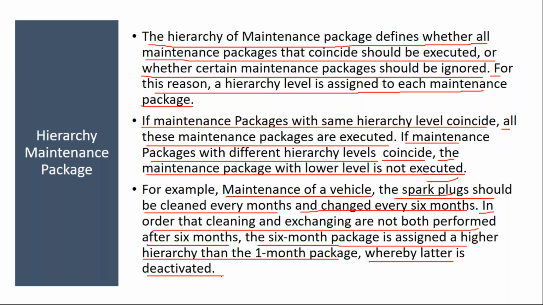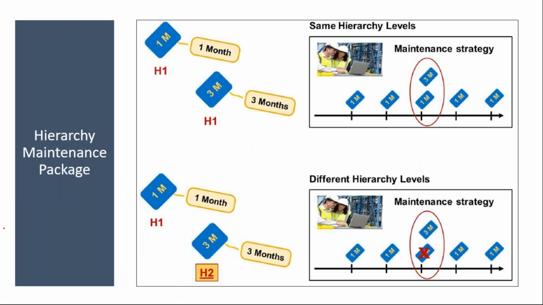First month you clean, second month you do the cleaning, third month you do the cleaning, fourth month you do the cleaning, fifth month you do the cleaning. But on the 6th month, anyhow you are replacing them. No need to clean that. So on the 6th month, you will not perform the 1 month activity. So that is hierarchy.